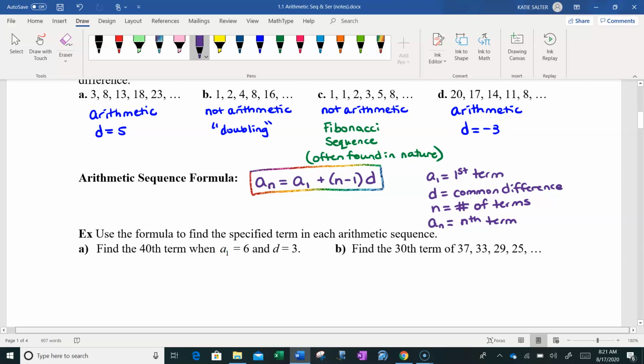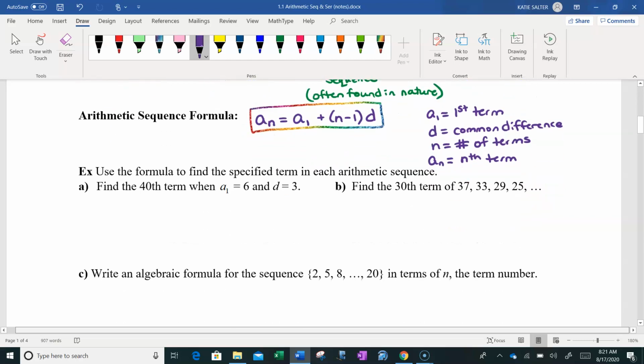All right, so let's look at example 2. Use the formula to find the specified term in each arithmetic sequence. So for question A, find the 40th term when the first term is 6 and the common difference is 3. So literally, we're just going to substitute straight into this formula that we just got.